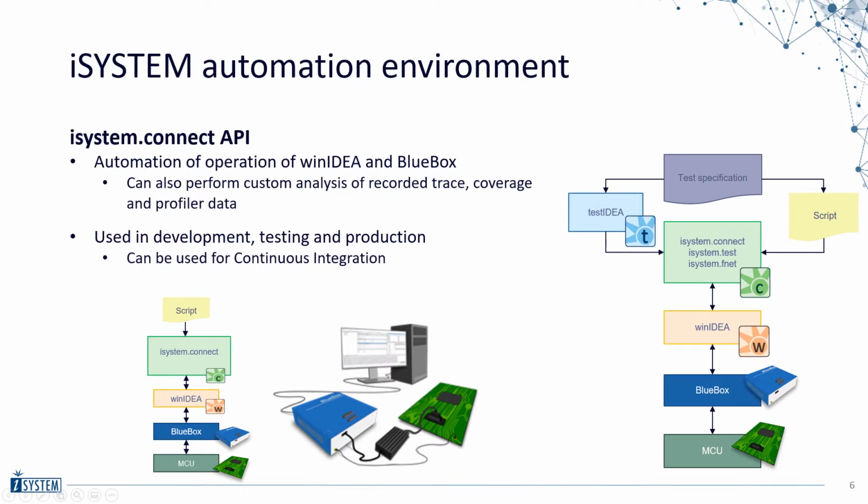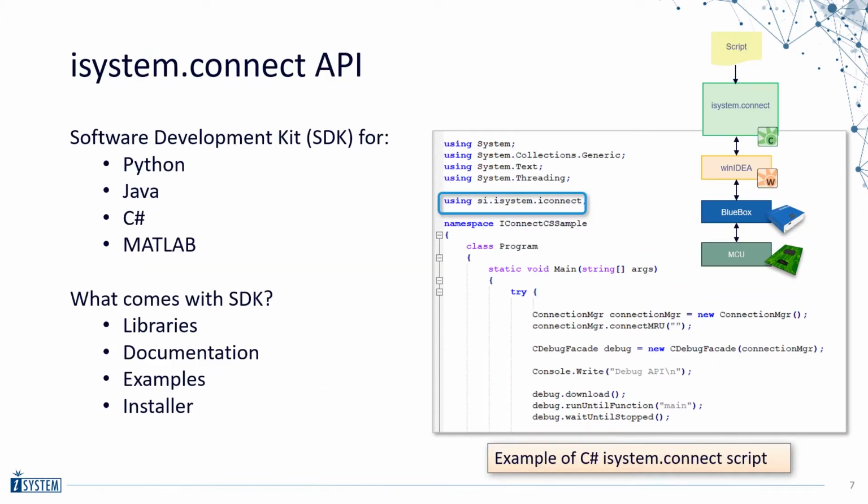Today I will present only the iSystem Connect API. It is a module that automates the iSystem debugger with a nickname Bluebox. The iSystem Connect automation script can be used for automated debugging, automated testing, and in production when the blue box automation is needed. Several programming languages are supported: Python, Java, C#, MATLAB. The C++ language is also supported, but the C++ classes are limited in functionality and the API is rudimentary.